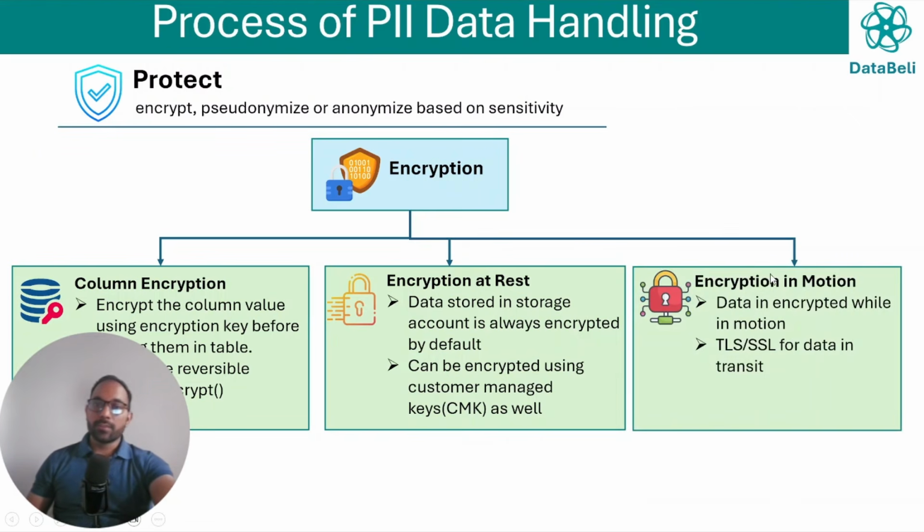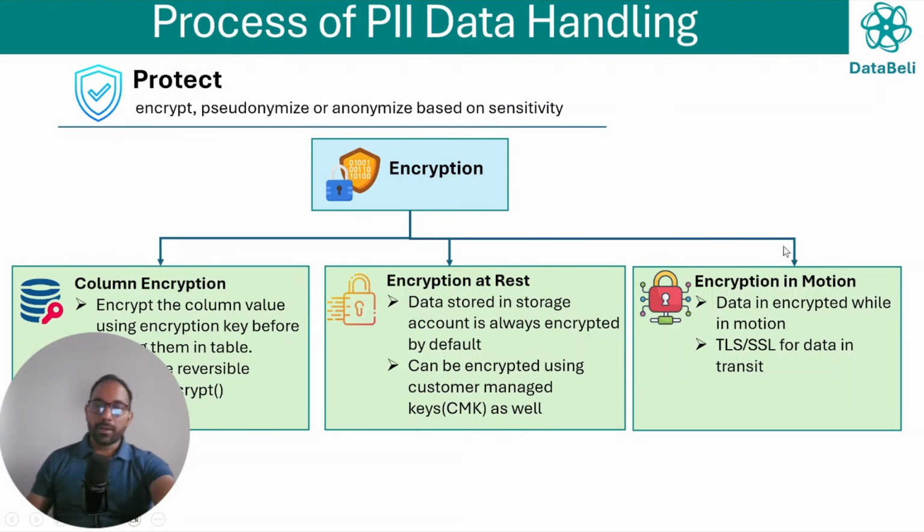And then the next one is encryption in motion. Whenever the data is traveling, let's say we are reading from the source and bringing in the data, or whenever we are doing any operation on the data, it is being read from the storage location to the cluster, then back from the cluster to storage. So whenever data is transported from here to there, during that motion also the data has to be encrypted, so that if somebody intercepts that communication, they are not able to understand the data.